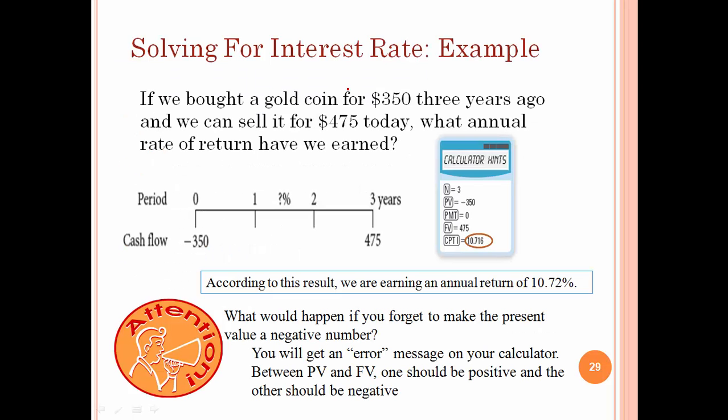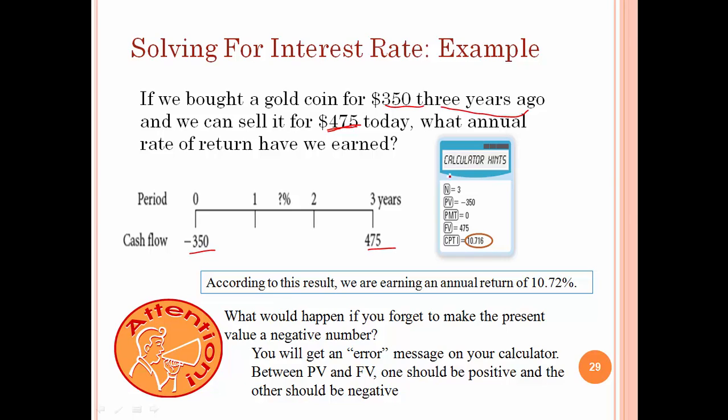So here is a typical example for solving for interest rates. If we bought a gold coin for $3.50 3 years ago, and now we can sell it for $4.75, this is an investment that required an initial investment of $3.50 at the beginning, and then 3 years later it will become $4.75, and that's what you see on this timeline. So what kind of annual return would you earn every year in these 3 years so that your $3.50 will grow into $4.75?